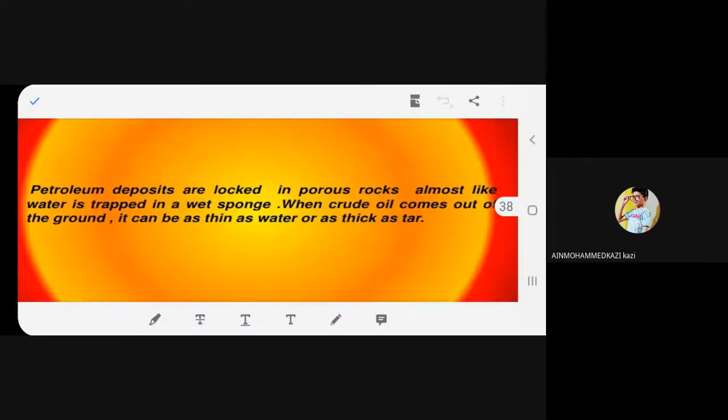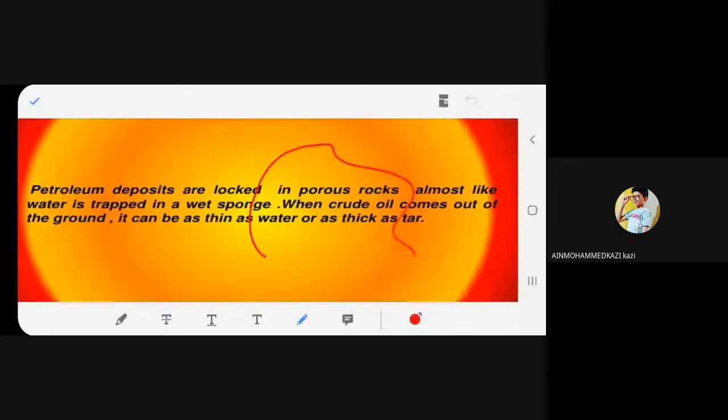When crude oil comes out of the ground, it can be as thin as water or as thick as tar. Now, where do you get these petroleum deposits? Obviously under the earth, right, beta? It is located in porous rocks. What is the meaning of porous rocks? They are rocks which have got pores in them. So here, the petroleum is deposited.